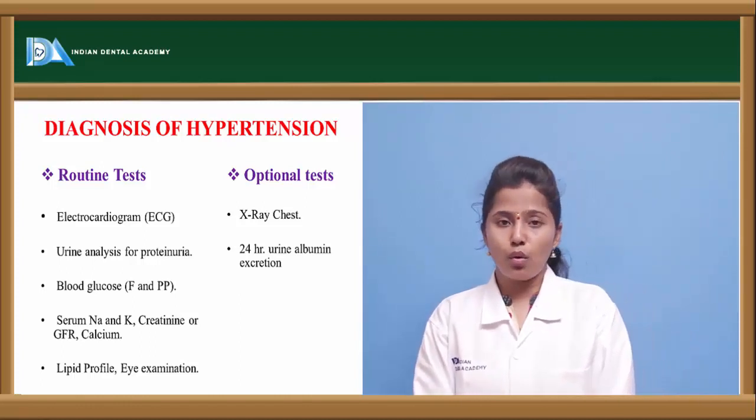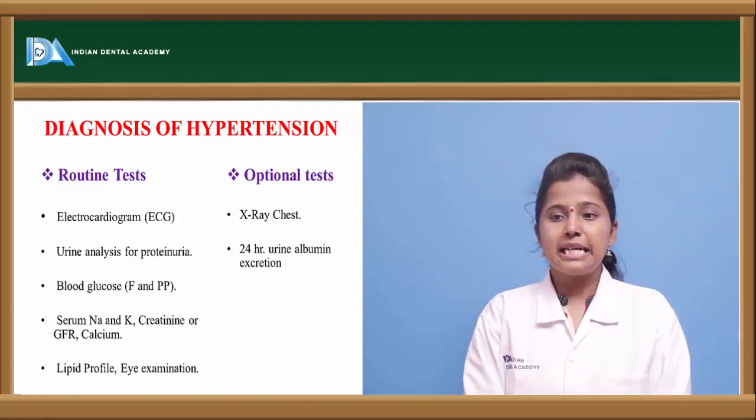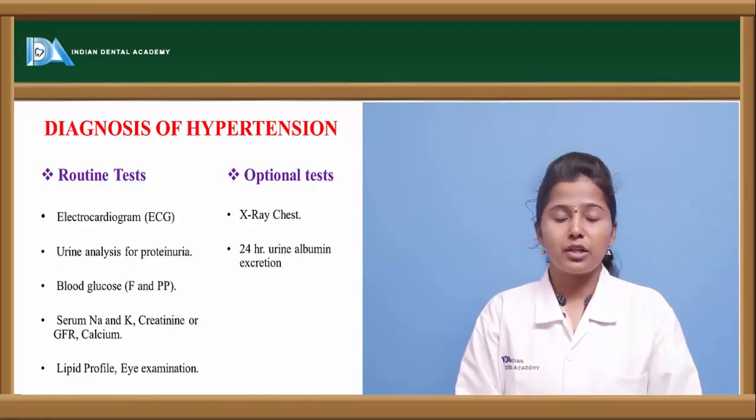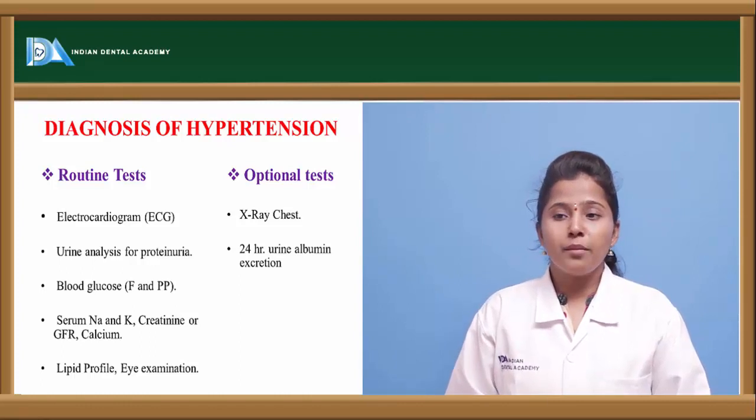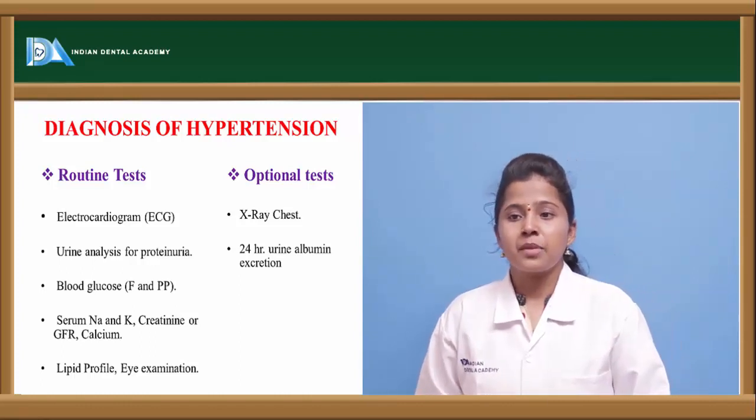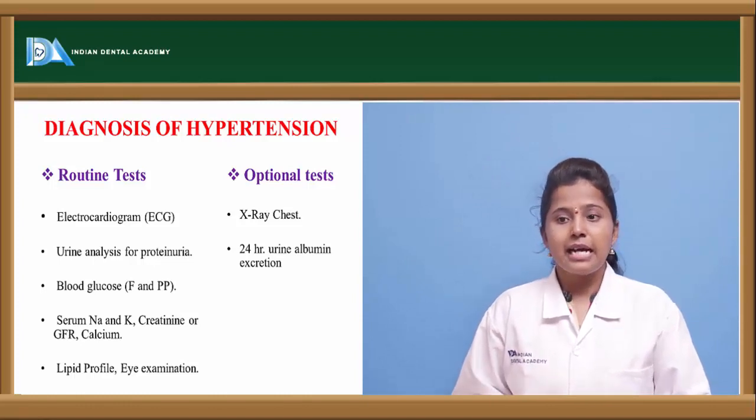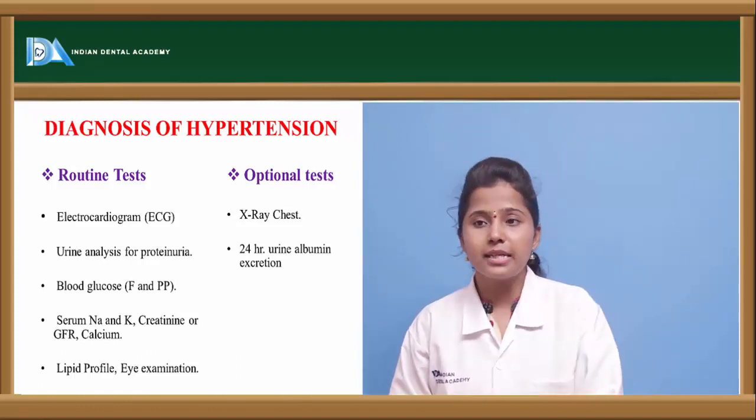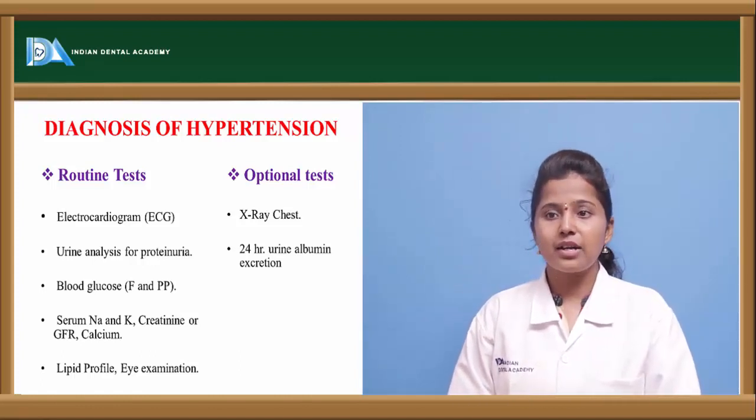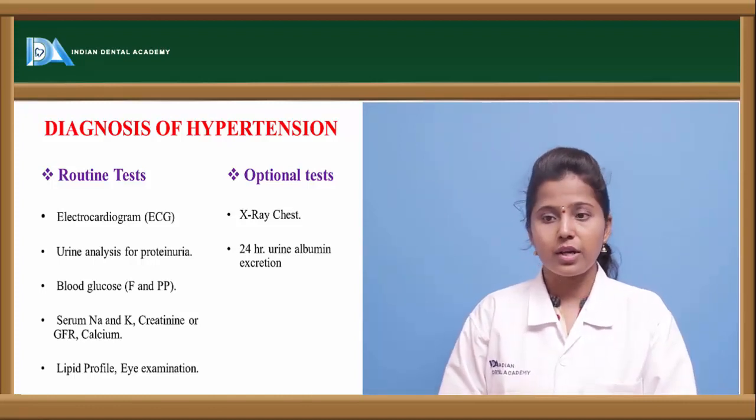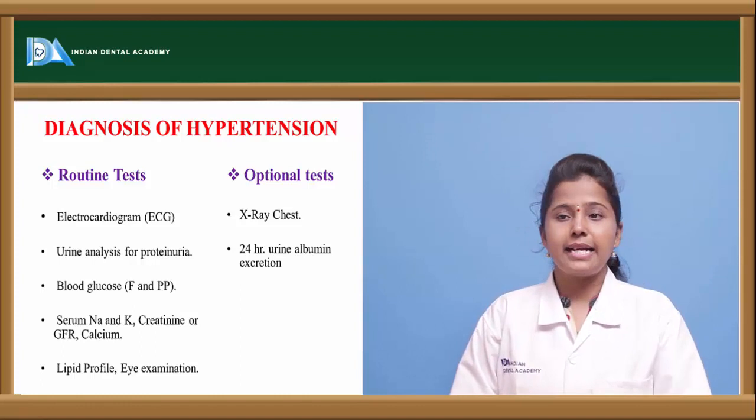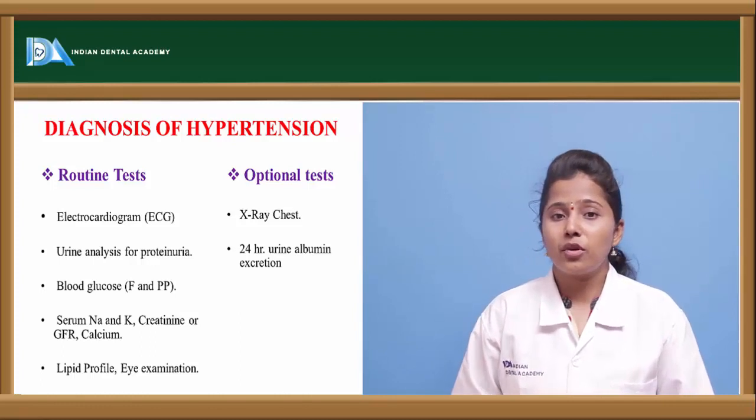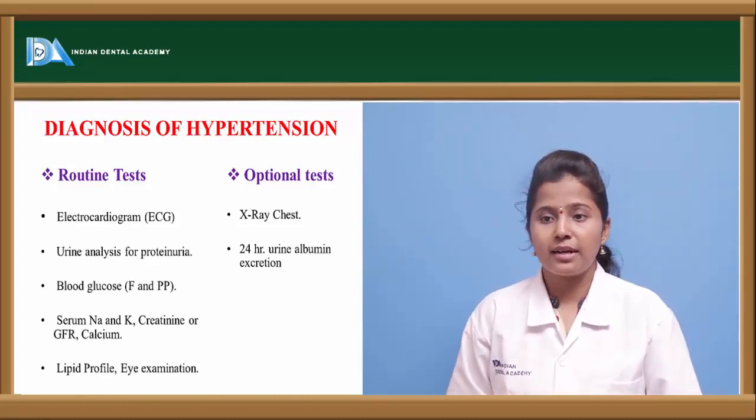And the other one is blood glucose. Based on the blood glucose level, serum sodium and potassium, creatinine or calcium. So serum sodium levels, potassium levels, calcium levels, creatinine or glomerular filtration rate. By performing all these tests, we can find out whether the person is suffering with hypertension or not. And based on the lipid profile and eye examination, how we can examine with the eye, because the person suffering from hypertension will be more hyperactive and the anger will be more in that kind of person.